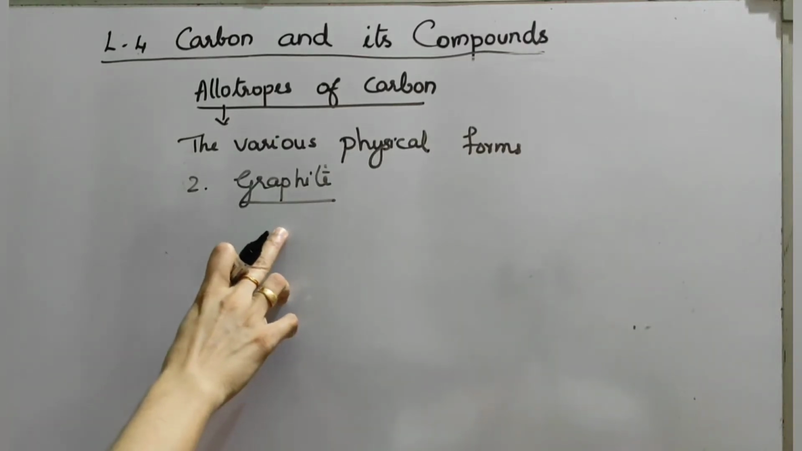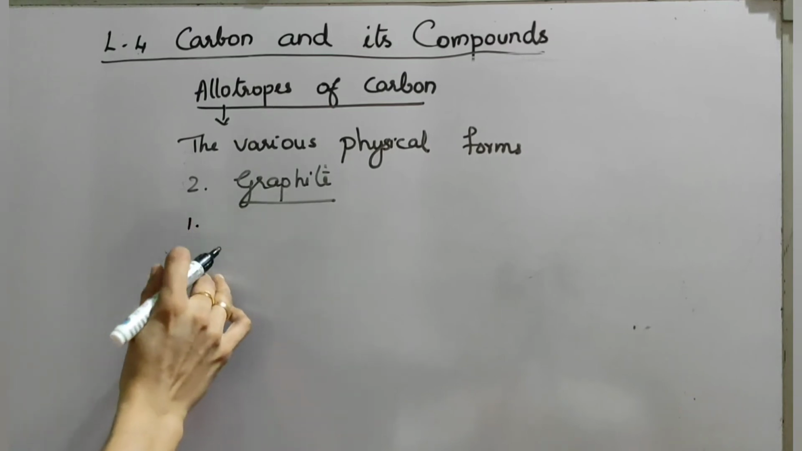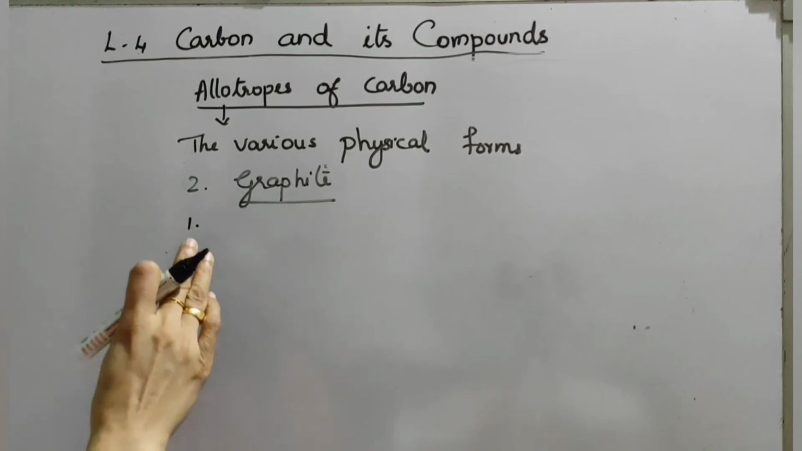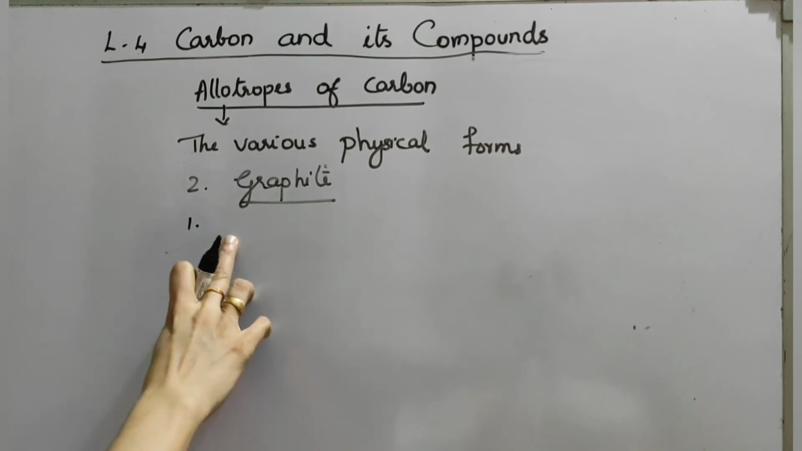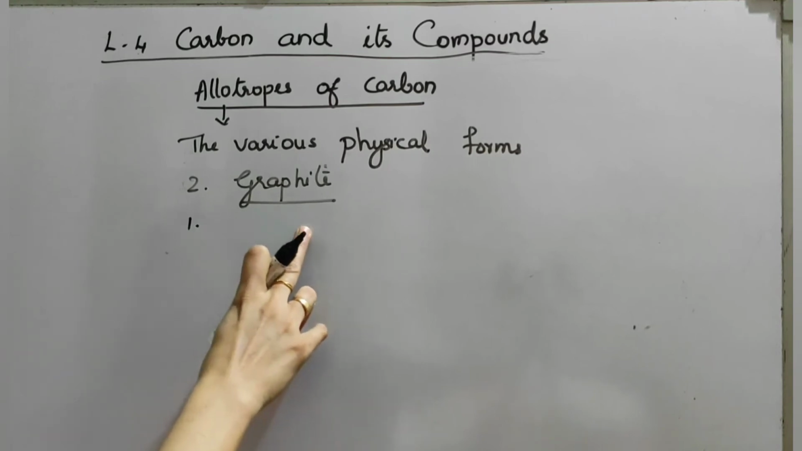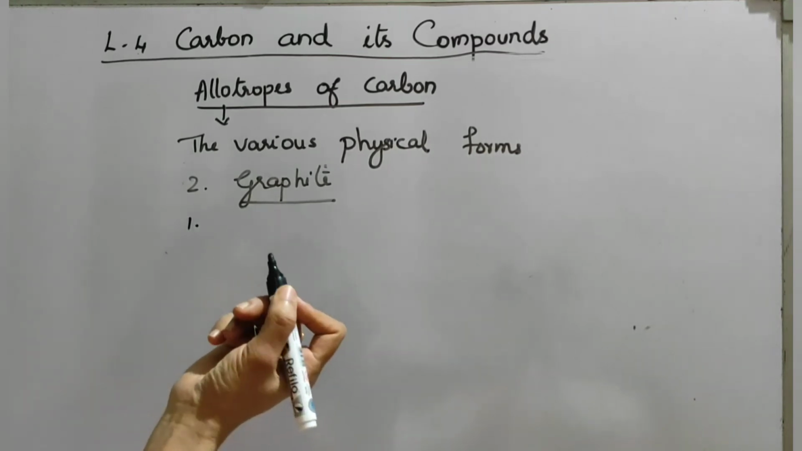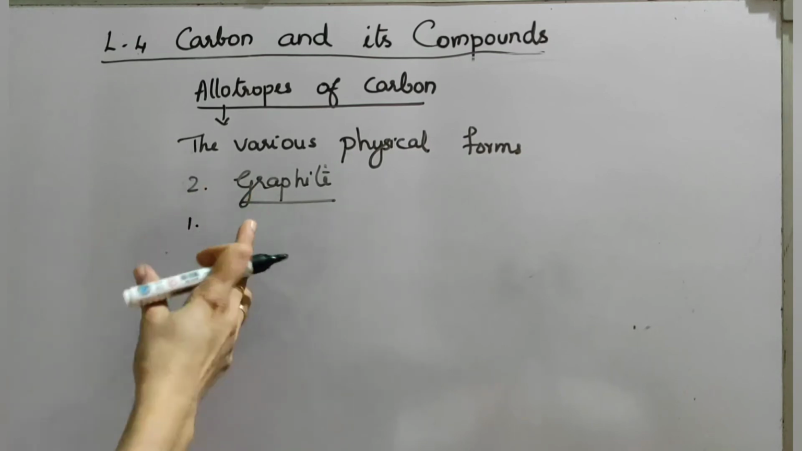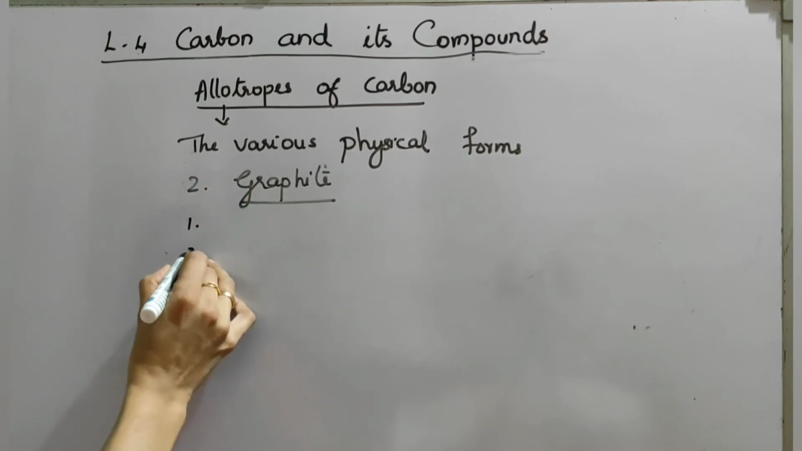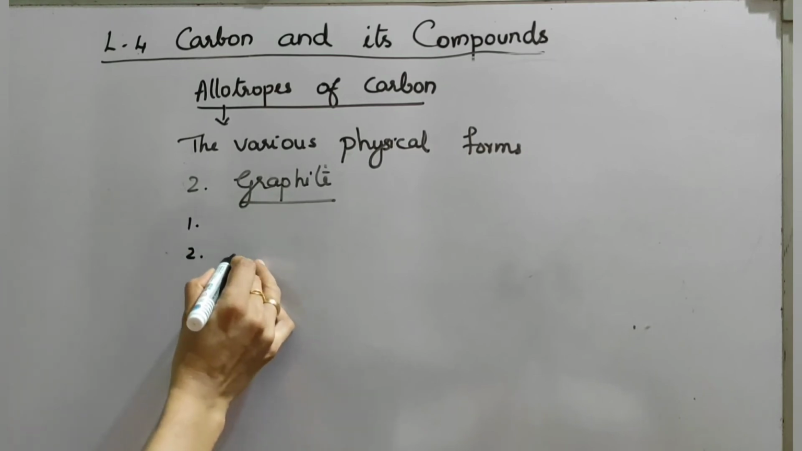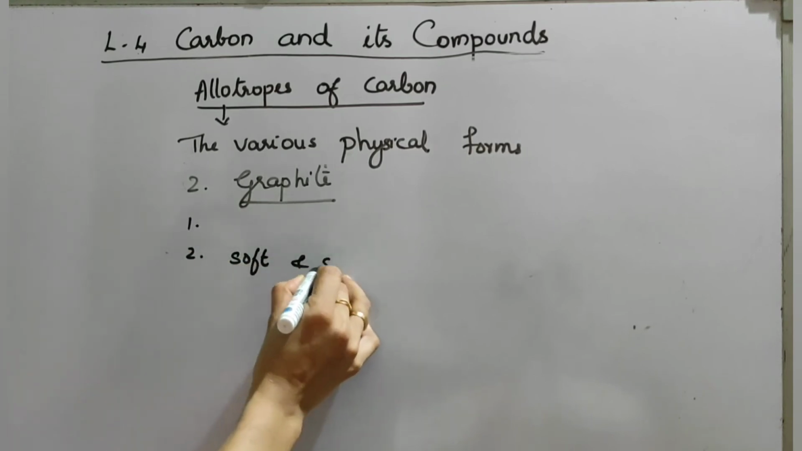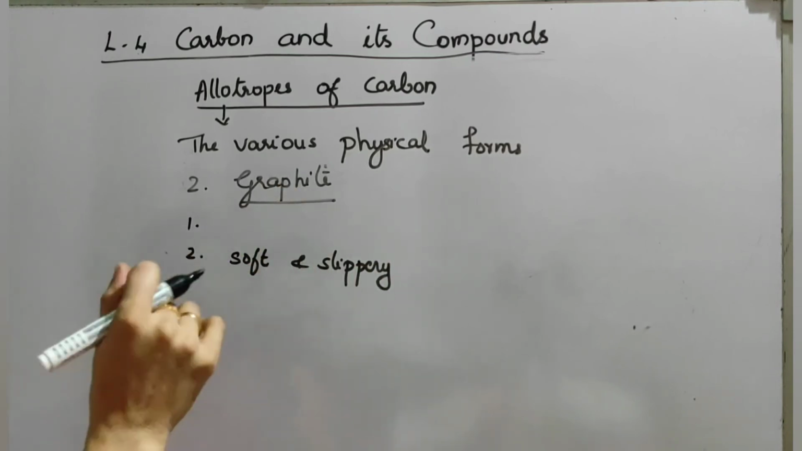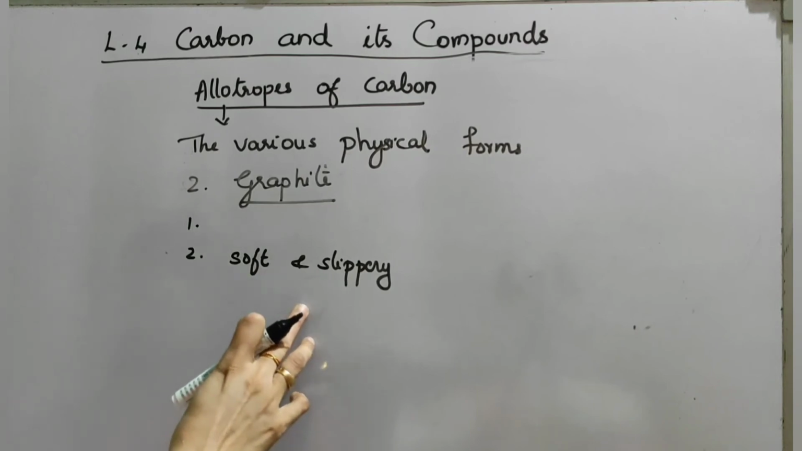Second, graphite. Properties of graphite. First one, it is a grayish black opaque substance. In the case of diamond, we studied it is a colorless transparent substance, but here it is a grayish black opaque substance. We have already seen graphite in the pencil lead, that is made up of graphite. Second property, it is soft and slippery to touch. What about diamond? Diamond is quite heavy and hard. Here it is soft and slippery to touch.